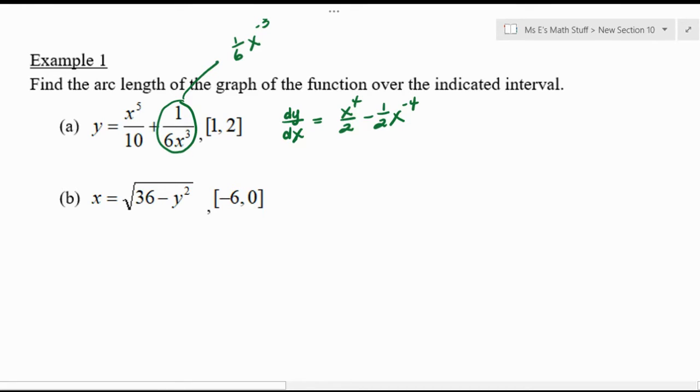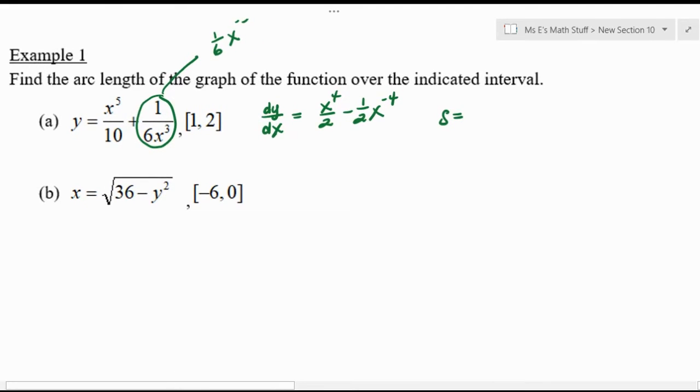Okay, now setting up the arc length integral. So we'll have arc length is equal to the integral from 1 to 2 of the square root of 1 plus, and then just insert dy dx here. So I'll write 1/2 x to the fourth minus 1/2 x to the negative 4, squared dx. There you go. Now it's just a matter of punching it into your calculator.